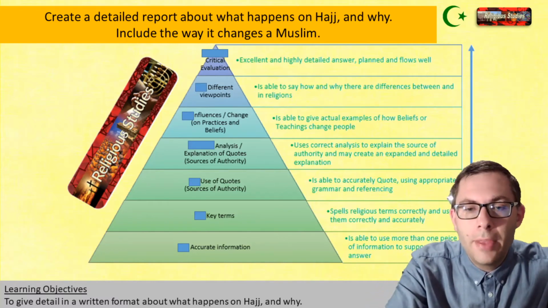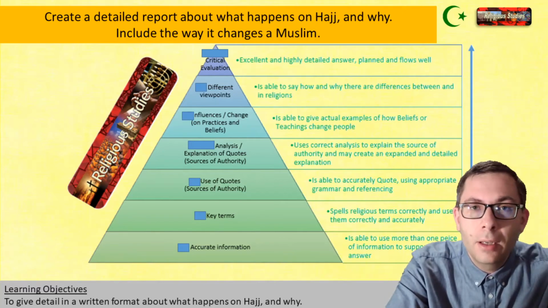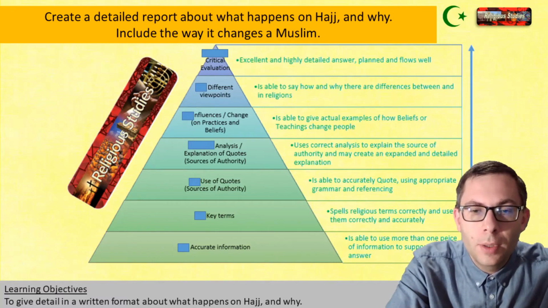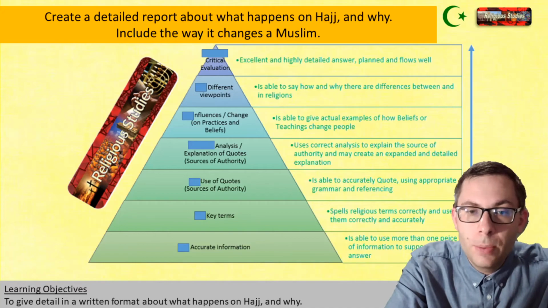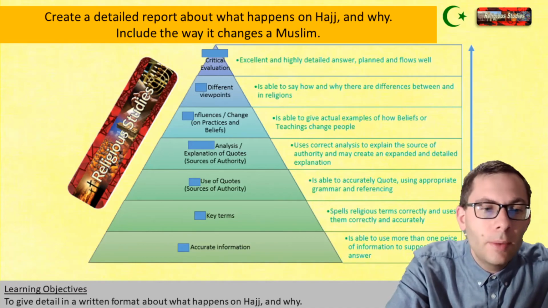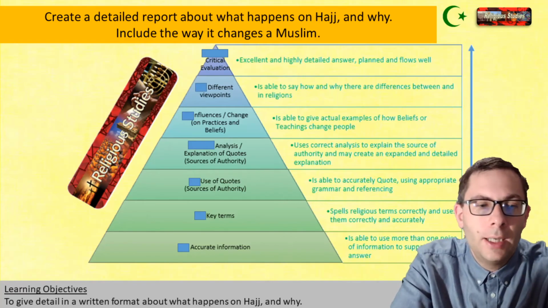Then you've got key terms, so you're making sure you're getting the spellings of Ibrahim and Mecca and Kaaba correct. Then you've got use of quotes, which I'll go over in a minute. So quotes from the Quran, where you've done a little bit of analysis with that. There's some influences as well. How is that going to change a Muslim? That's obviously part of the question. Different viewpoints. Why might some Muslims disagree? And then overall, is it excellent or highly detailed?